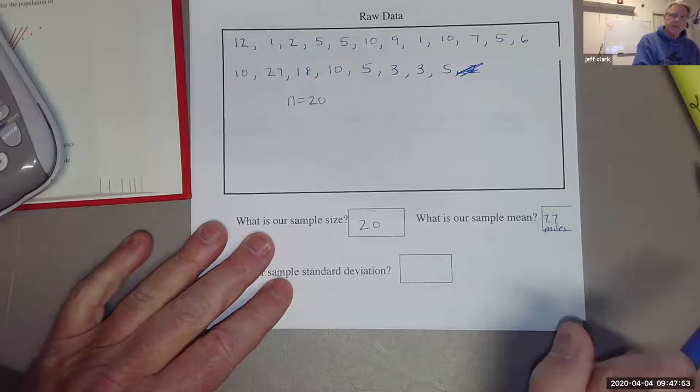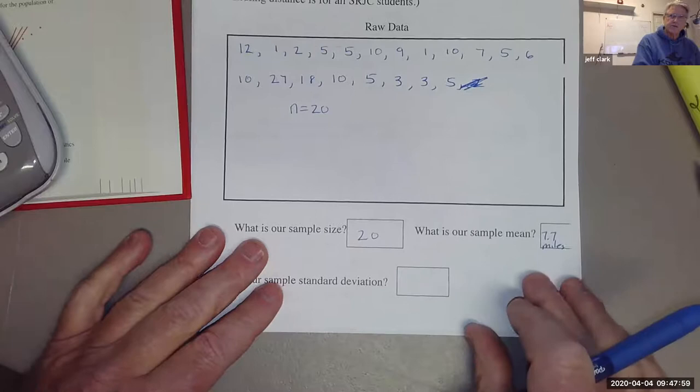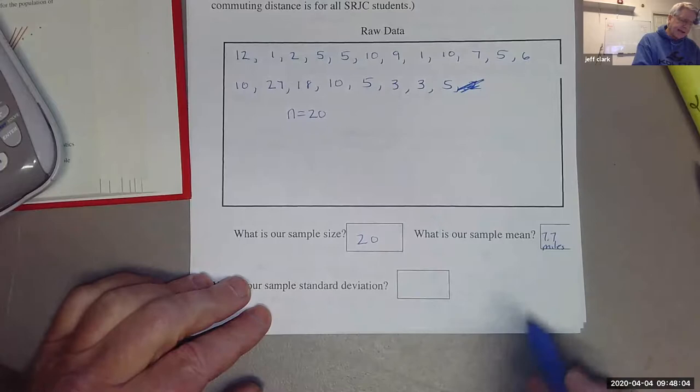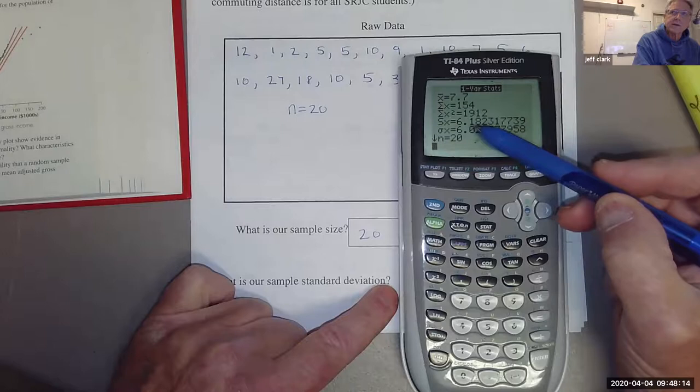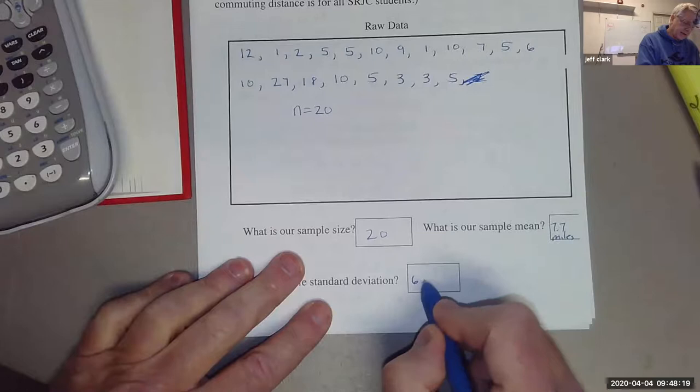Maybe SRJC is interested in all students commuting, and they're looking at public transportation issues and other things around that. That's why they want all of it. But they only took my class as a sample. And standard deviation is the S, not the sigma. See, it's the S right there. Standard deviation is 6.18 miles.